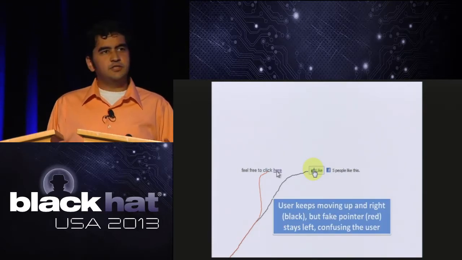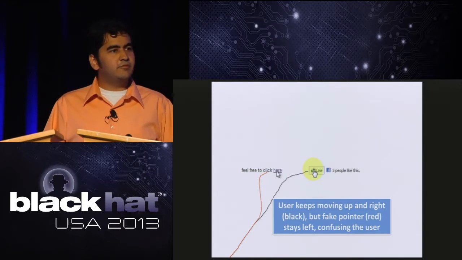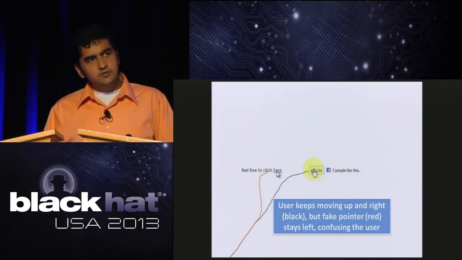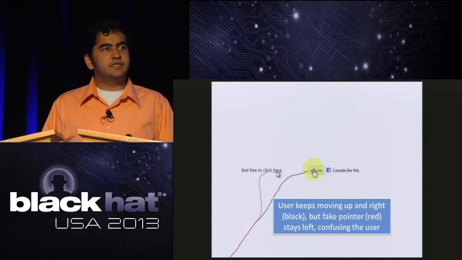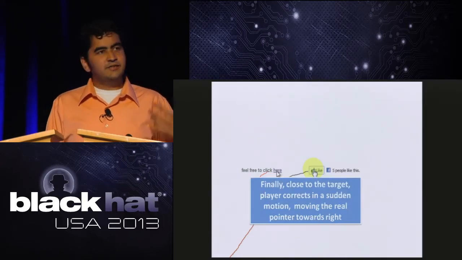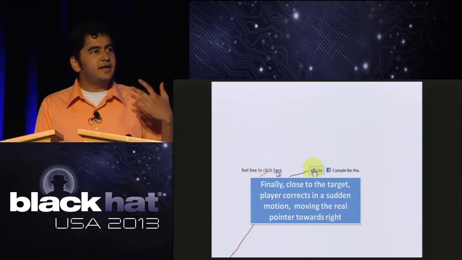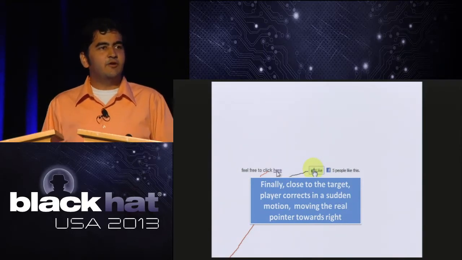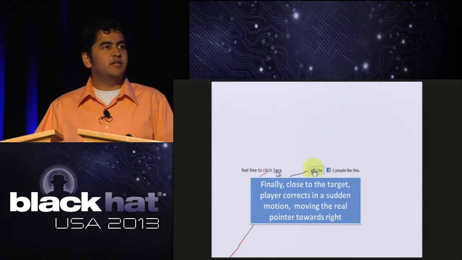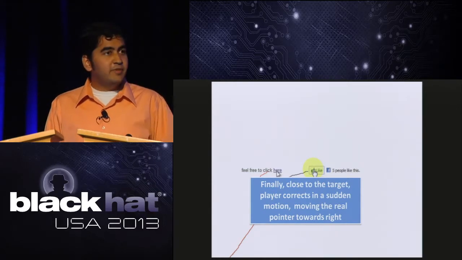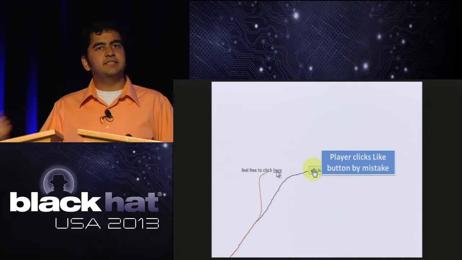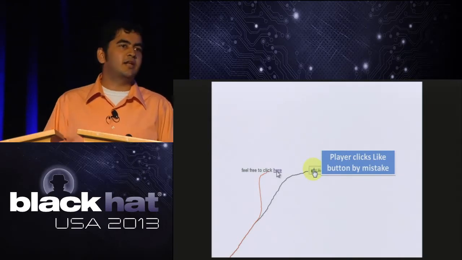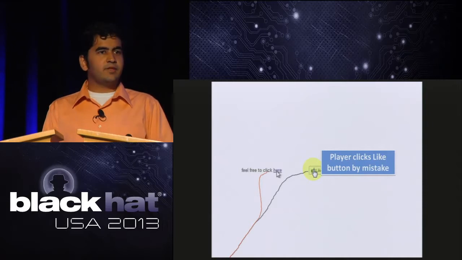This confuses the user. The user wants to keep moving up and right, but the fake pointer is moving towards the left. The user tries to move further towards the right to make sure that the fake pointer gets to the real position. This keeps going on, and when they finally get really close to the target, the user gets really annoyed at what is happening and makes a sudden movement towards the right. And when he makes the sudden movement towards the right, the black line, the real hardware pointer, ends up on the Facebook like button, and the user ends up clicking on the Facebook like button.